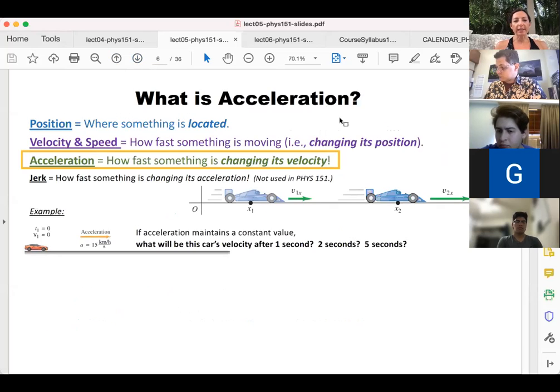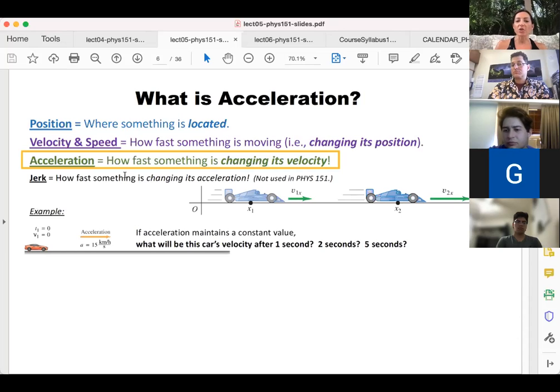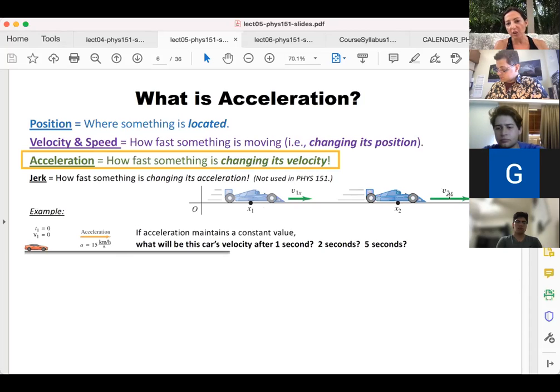Okay, so what is the acceleration? We discussed the position, which means where something is located. We also discussed the velocity and speed, which represent how fast something is moving, changing its position. And now we speak about the acceleration, so how fast something is changing its velocity. Here, for example, you have this car that you see in position x1 and then in position x2, and you see that you have a certain velocity v1x at the beginning that then becomes v2x.